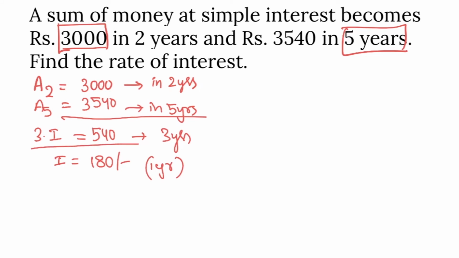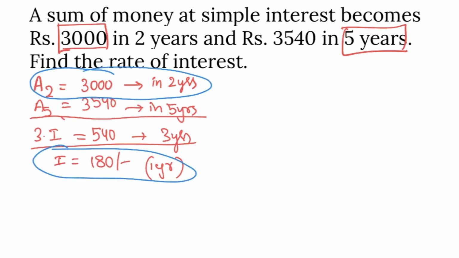See the difference? The 2 years amount is given, the 5 years amount is given. The difference between the amounts is the extra interest. 3 years' interest is 540. Each year's interest is 180 rupees. Now, how will you find the rate of interest? Interest is given and amount is also given. Using these two, you can find the rate of interest. How will you find it?